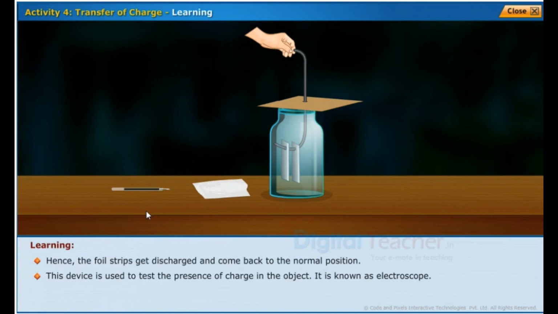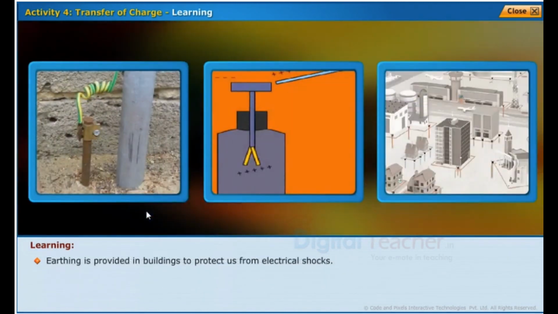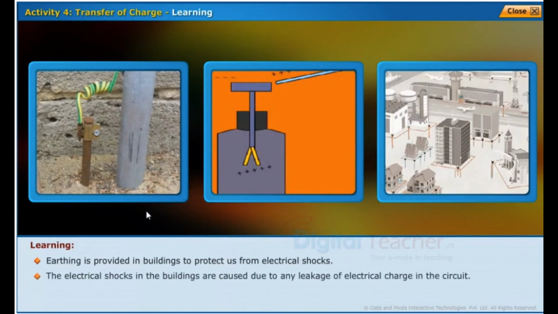The process of transfer of charge from a charged body to the earth is called earthing. Earthing is provided in buildings to protect us from electrical shocks. The electrical shocks in buildings are caused due to any leakage of electrical charge in the circuit.